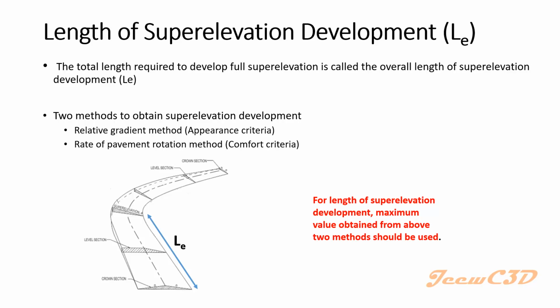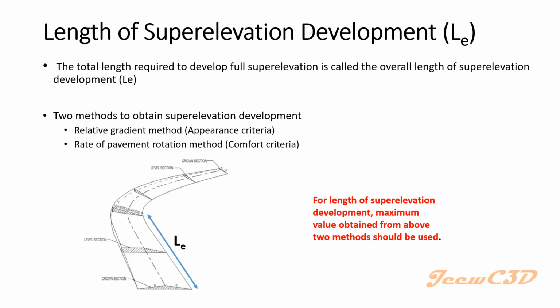So there are two methods to calculate this superelevation development length: the relative gradient method with appearance criteria and the rate of pavement rotation with comfort criteria. When you are calculating the superelevation development length, you need to calculate for both of these methods and get the maximum value from the two. When you get the maximum value, it will satisfy both these criteria. So that is how we calculate superelevation development length.